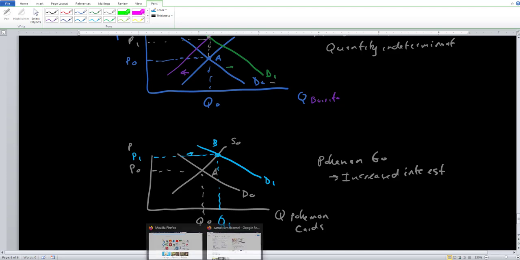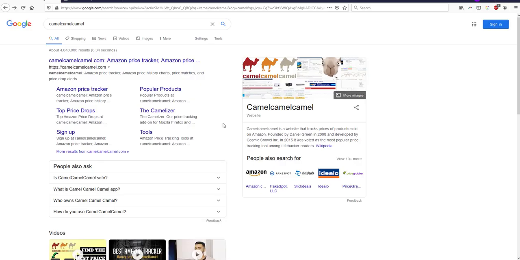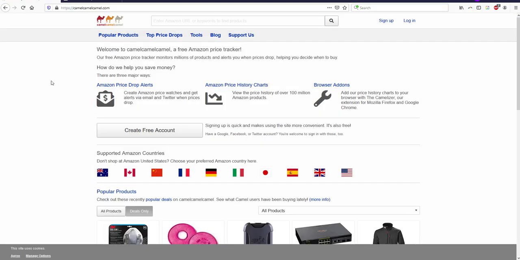The data is readily available because we do have a lot of price trackers. There's a lot of them for Amazon, for eBay. The one that I like to use for Amazon is called Camel, primarily because it says the word camel 3 times, but this is a very useful price tracker to see whether or not you're getting a good deal on a particular good on Amazon.